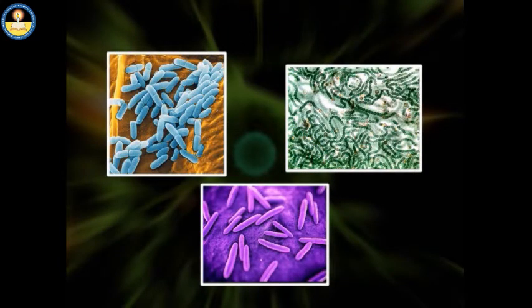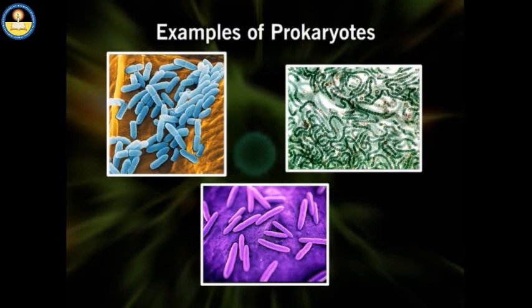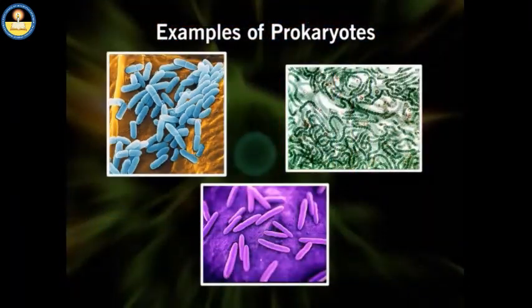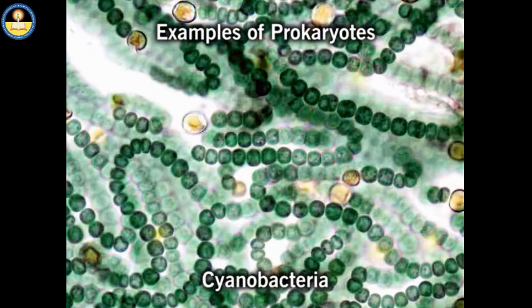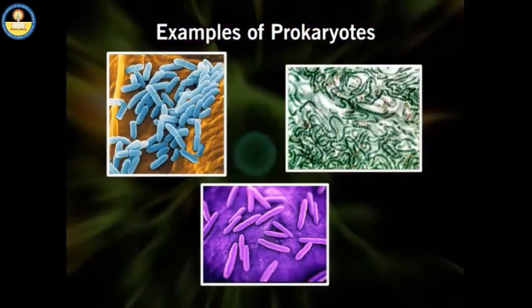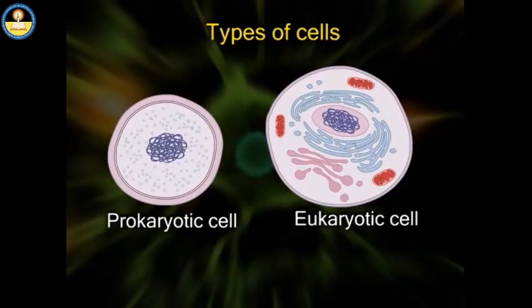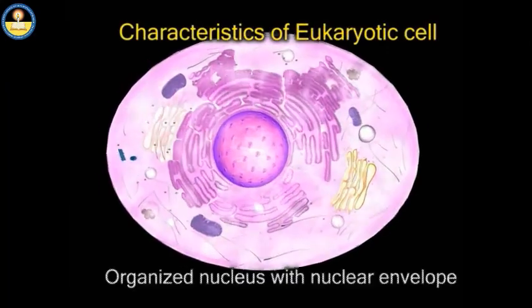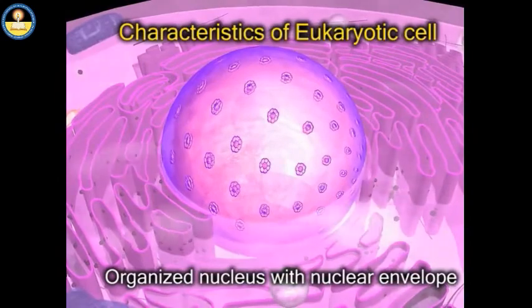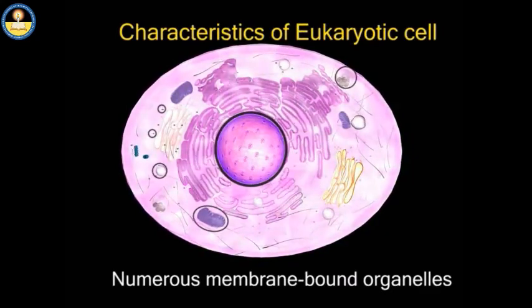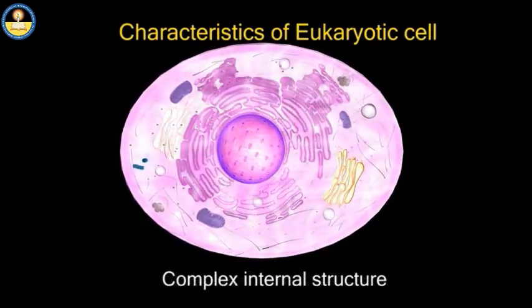Prokaryotes belong to kingdom Monera. Examples of prokaryotes are all bacteria, cyanobacteria, and purple bacteria. Eukaryotes are generally more advanced than prokaryotes. Characteristic features of eukaryotes are the presence of defined nucleus, numerous membrane-bound organelles, and complex internal structure.